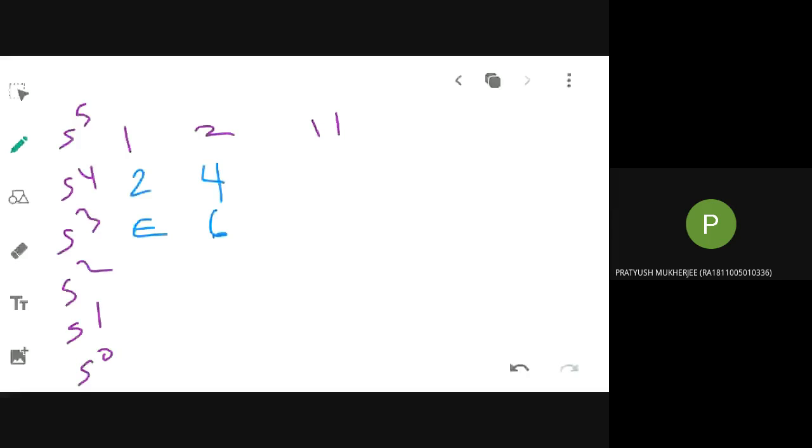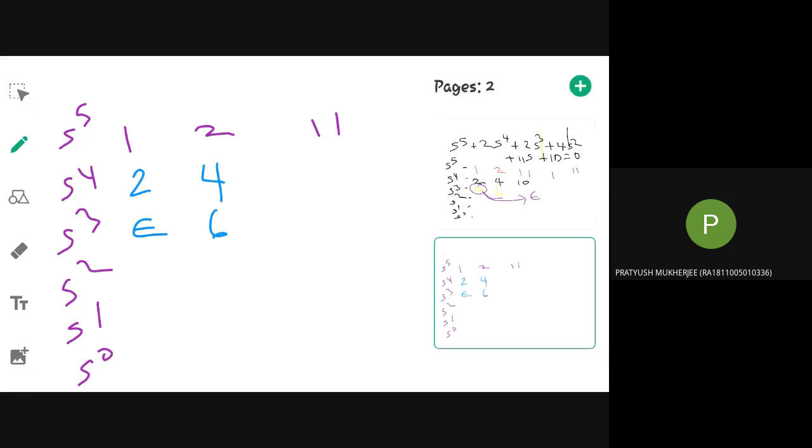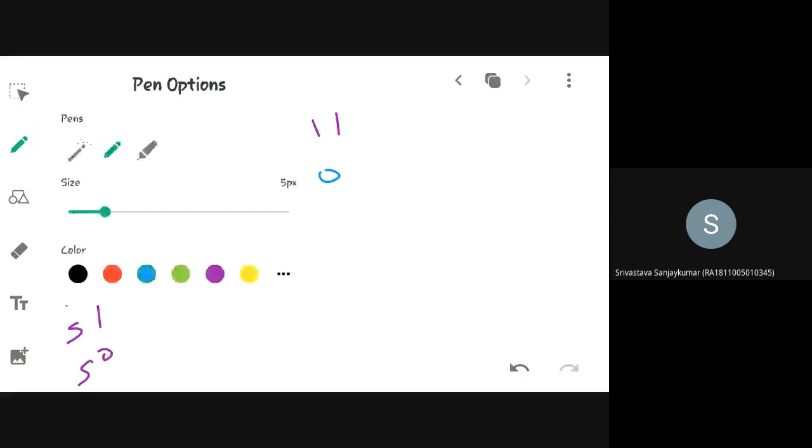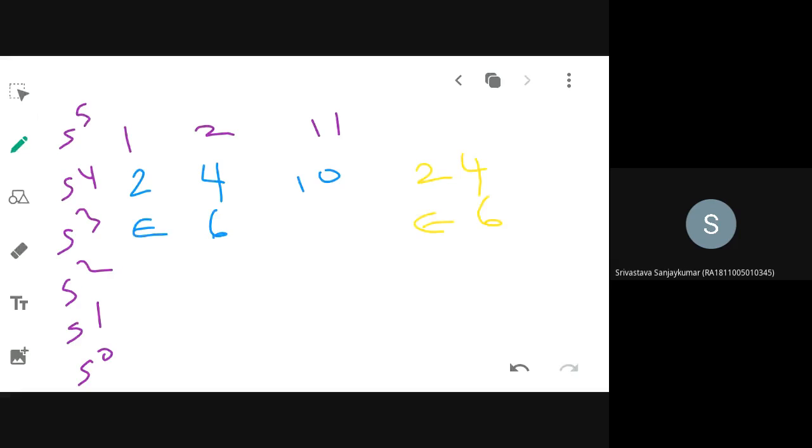Have we written the Routh array correctly or not? 1, 2, 11; 2, 4, 10; epsilon, 6. I think I left one more term: there was a 10 left out. Now you form the Routh array. How will you form it? 2, 4, epsilon, 6. So what will be the answer? 4 epsilon minus 12 divided by epsilon.